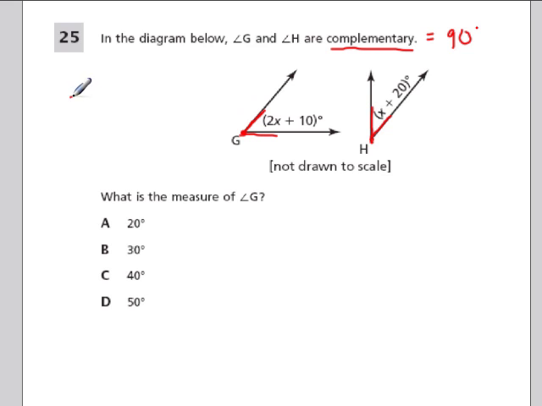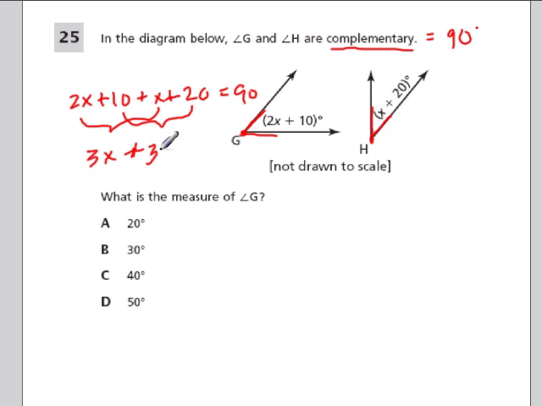So let's do that. 2x plus 10, that's angle G, plus x plus 20, that's angle H, gives us 90 degrees. So here I'm going to add like parts, x and 2x, that gives me 3x. 20 and 10, or 10 and 20, sorry, equals 30. So 3x plus 30 is 90. And now to figure out x, we can subtract 30 from both sides. Do that over here. So 3x plus 30 is 90. Subtract 30 from both sides.